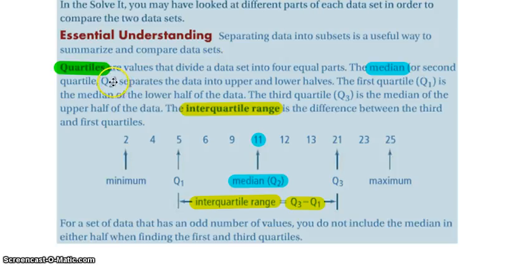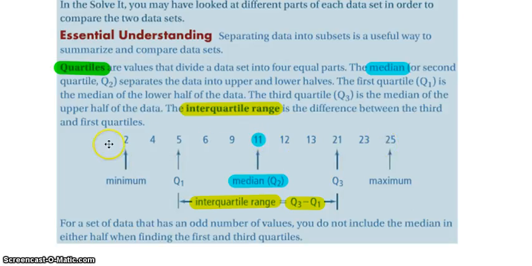Our median is also called the second quartile. So our median, again, is always that middle data point. If we don't have a single middle data point, we take the mean or the average of the two middle data points. So that's going to separate us into an upper half and a lower half.